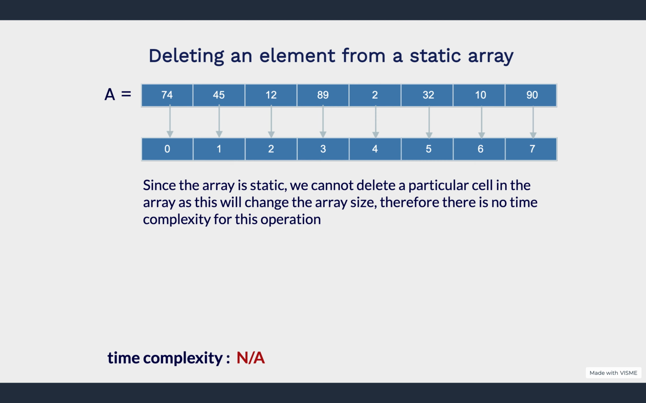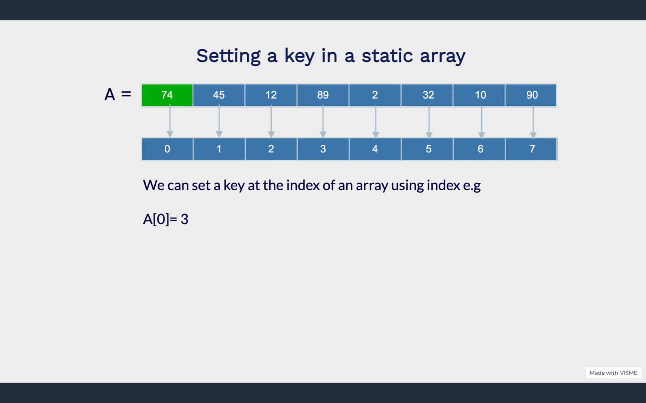Deleting an element from a static array. Okay, so since the array is static, if you delete an element, it's going to change the array size. So if the array size is 5 and you delete an element, that's going to change the size to 4, right? So we don't want the array size to change, so it must be fixed. So this operation is not possible for a static array.